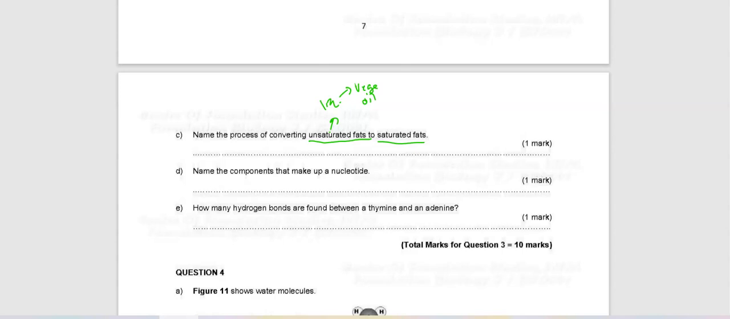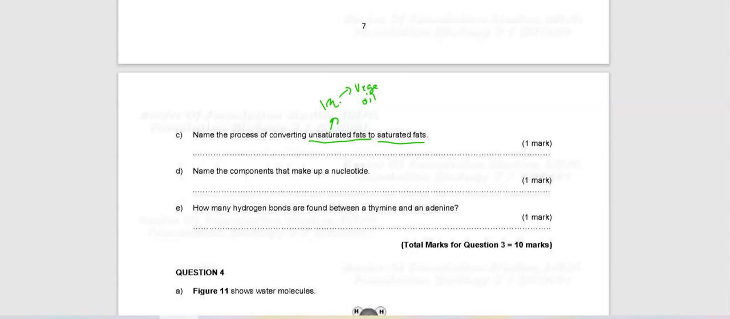So name the process of converting liquid. For example, you have vegetable oil, you want to make a margarine, for example. So the process of converting unsaturated to saturated fat is hydrogenation.